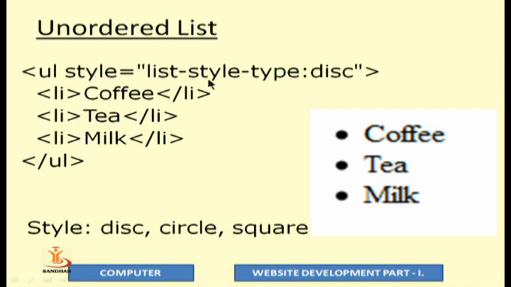And you can use some different style. For style, the attribute is list-style-type. Here I have specified disk, so it is showing in the form of disk. You can even use circle, even use square.